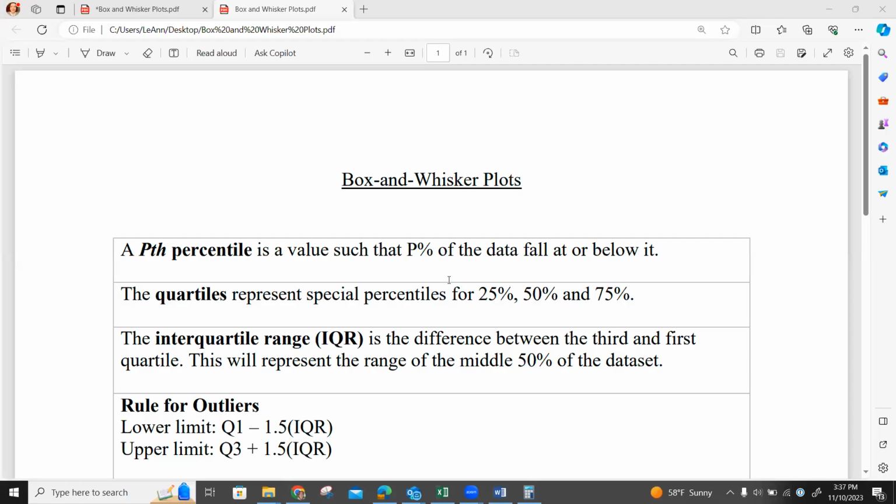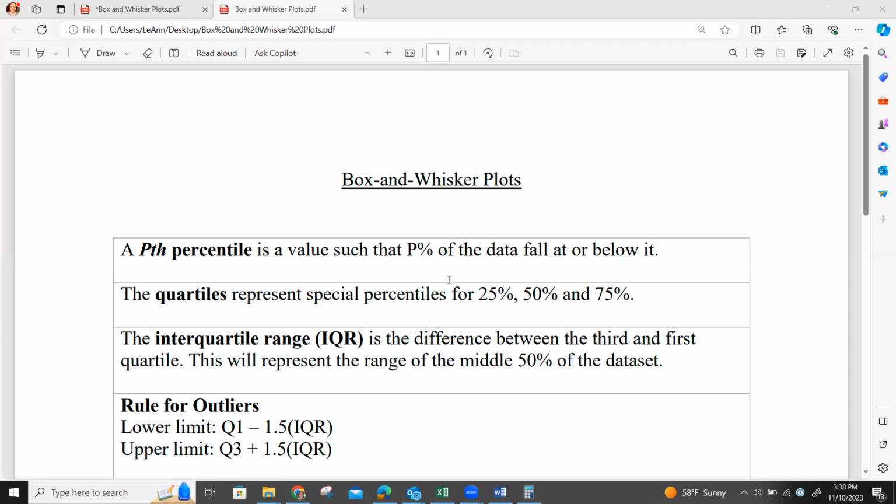All right, this is a video on box and whisker plots and also looking at percentiles and quartiles, because we need the quartiles to be able to do the box and whisker plots. So a pth percentile, which when we say pth, we mean something like 32nd percentile, 68th percentile, is representing a value between 1 and 99, and it's a value such that p% of the data falls at or below it.